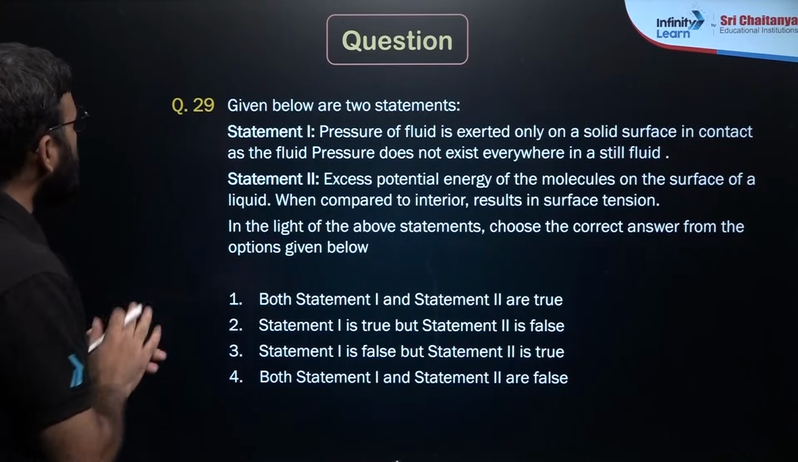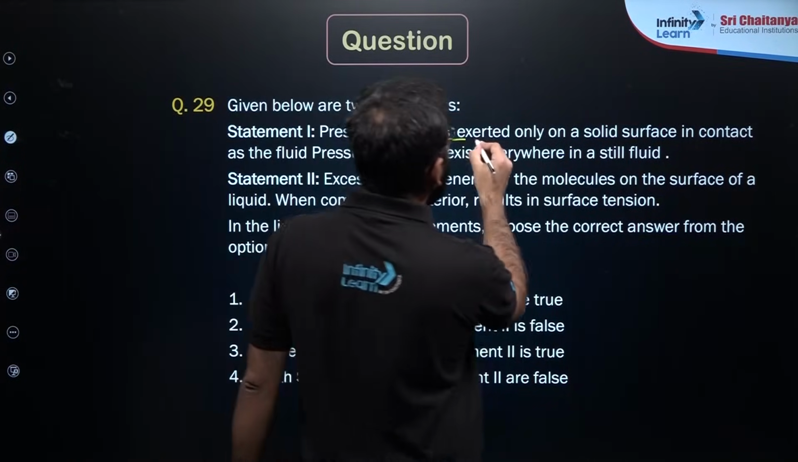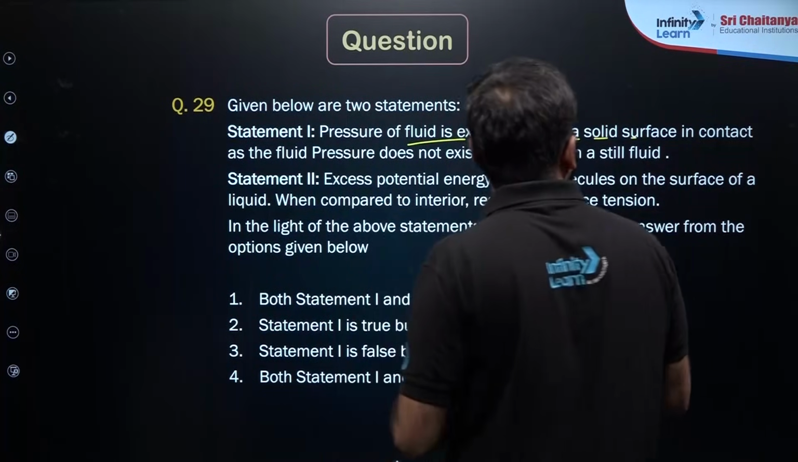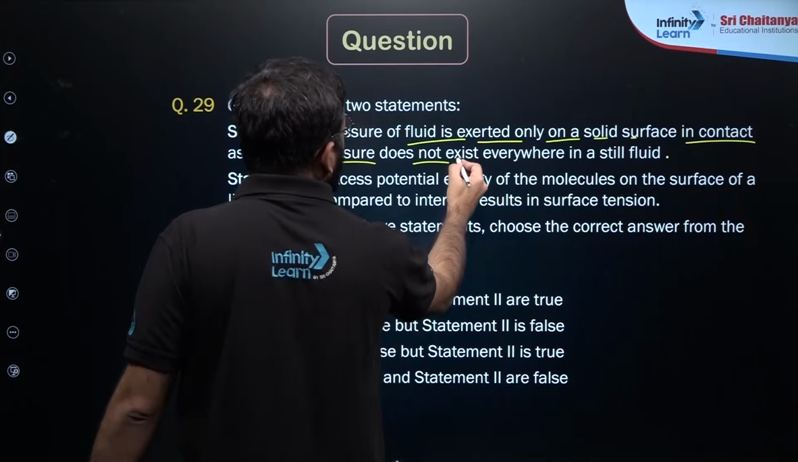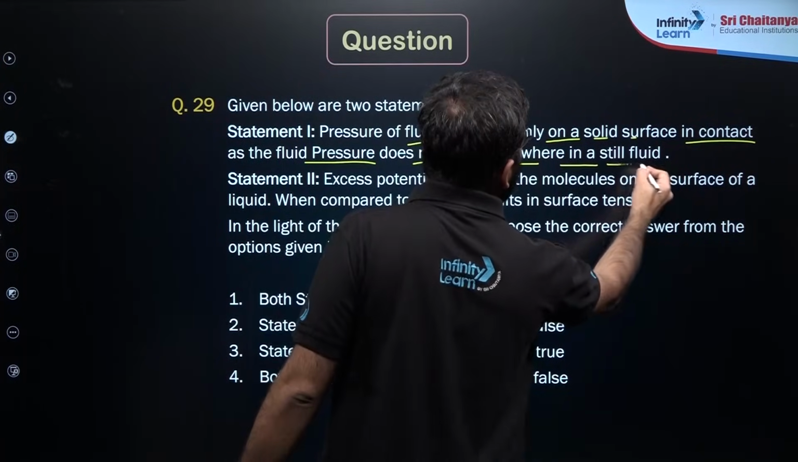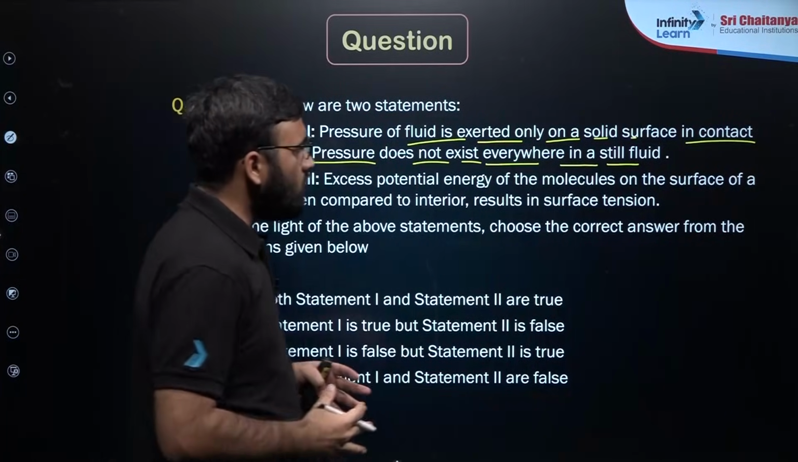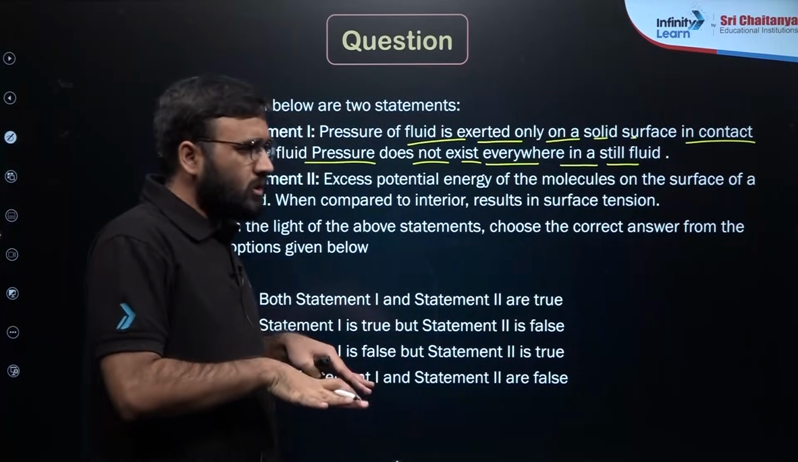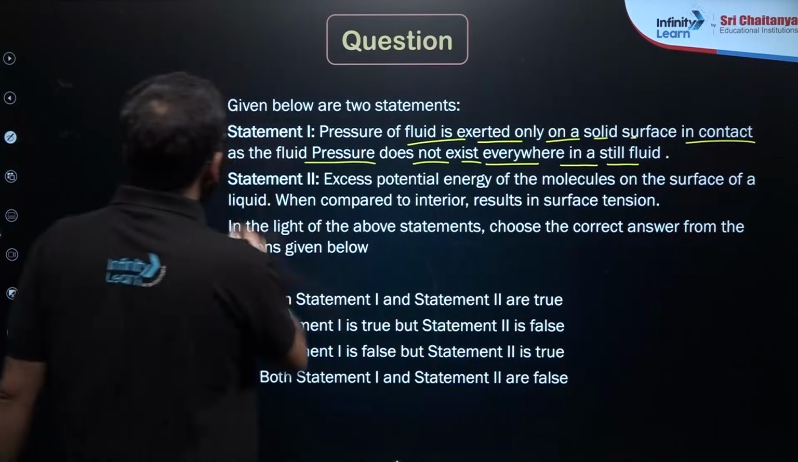Okay, next one. Given are two statements. First one: pressure of a fluid is exerted only on a solid surface in contact, as the fluid pressure does not exist everywhere in a still fluid. No beta, this is wrong, because of Pascal's law. If we apply a small force, the pressure will be equally distributed everywhere. So statement 1 is wrong.